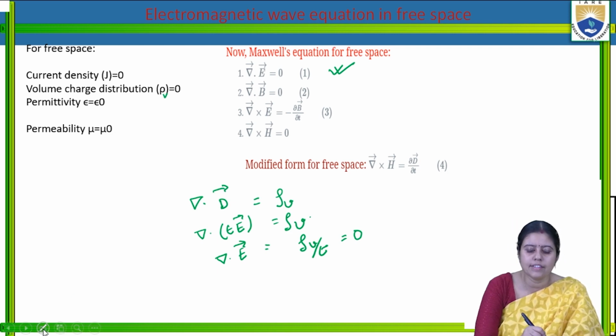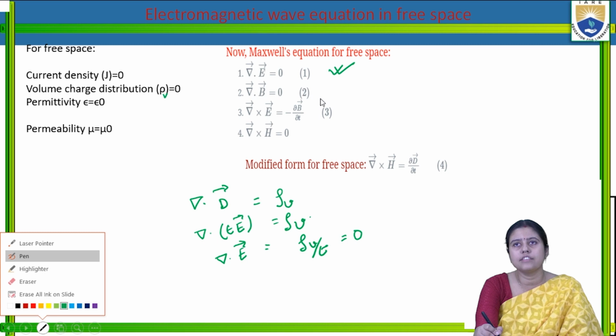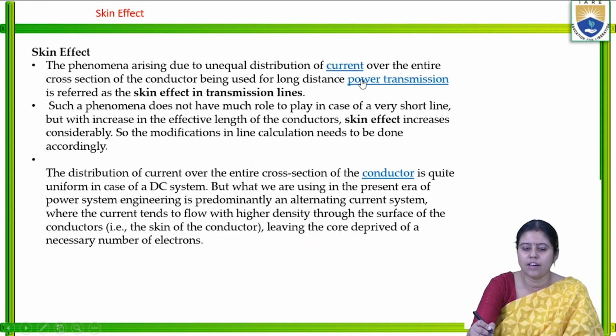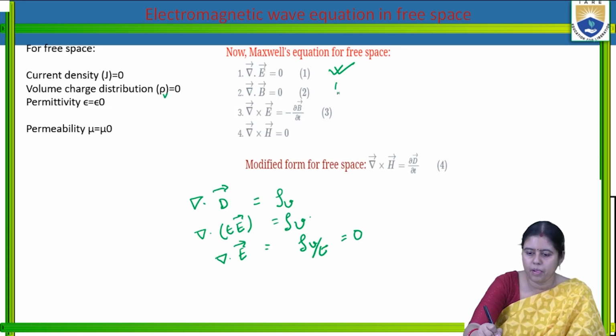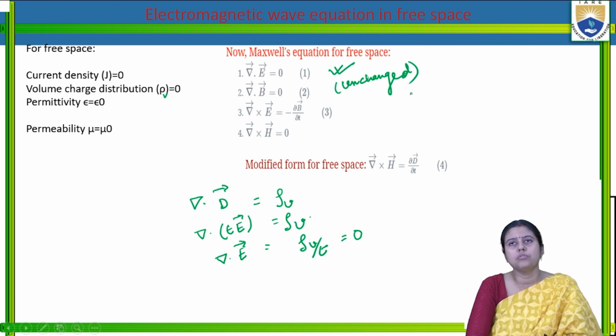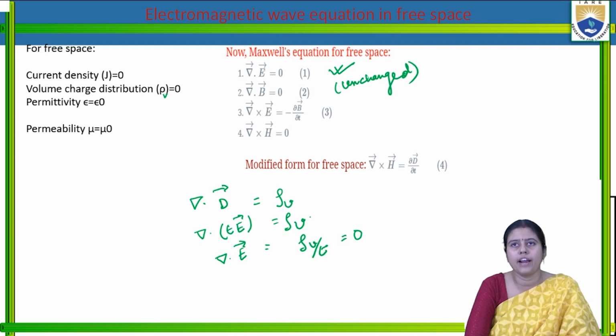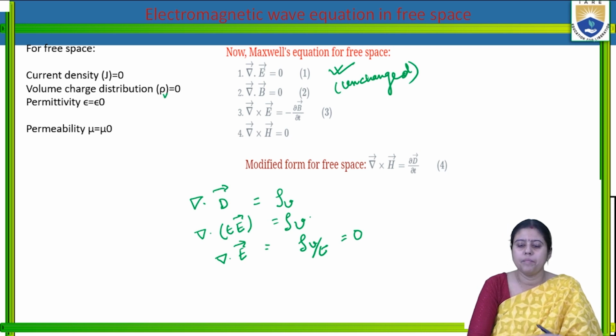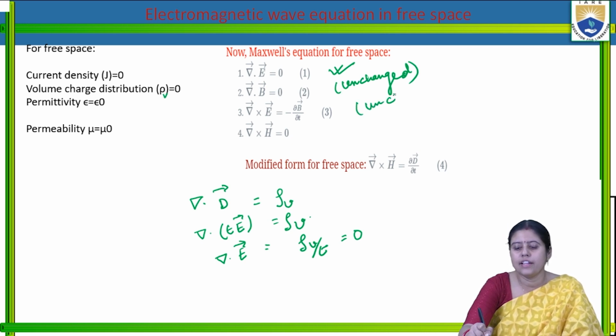Next, we can discuss the second law. The second law is unchanged: grad dot B is equal to 0. What is the meaning of grad dot B? It means the divergence of B, the flux density, equals 0. Now we write grad cross E is equal to minus del B by del T. This is also unchanged.